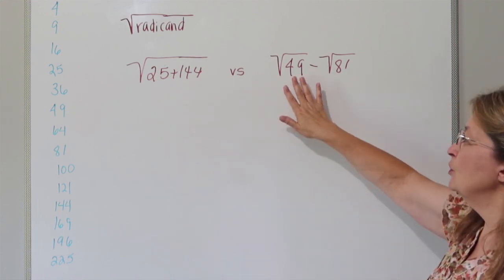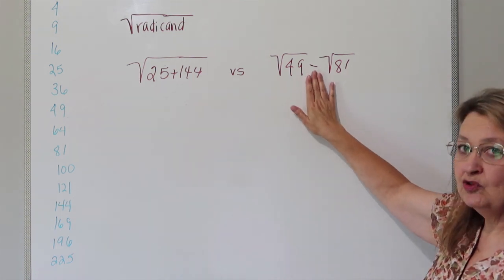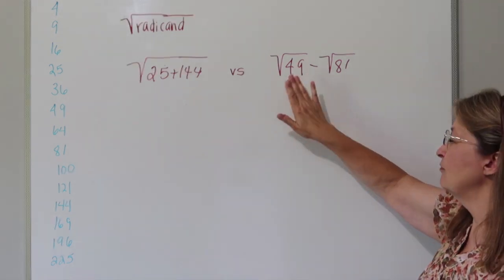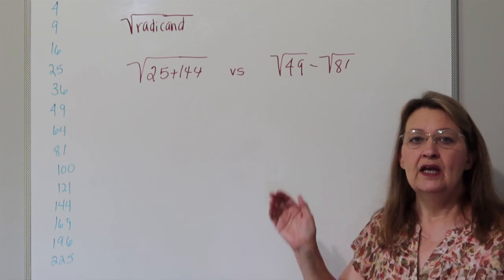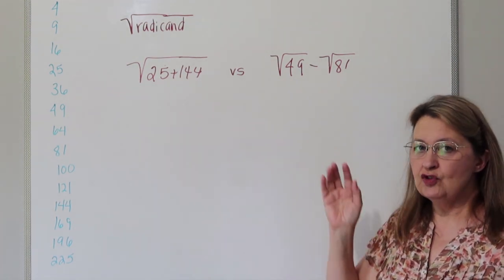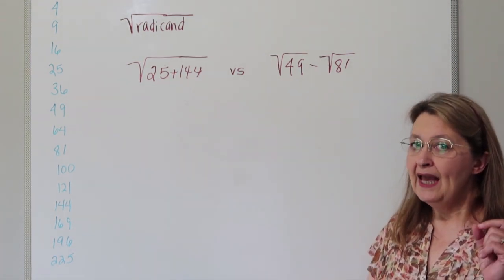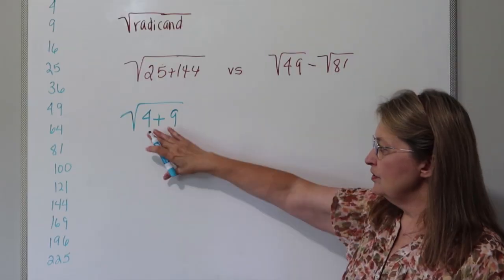Now on this one, your square roots have an operation in between them. You have square root of 49 minus square root of 81. So you need to simplify each square root before you subtract. And it makes a difference. Let's just look at this.